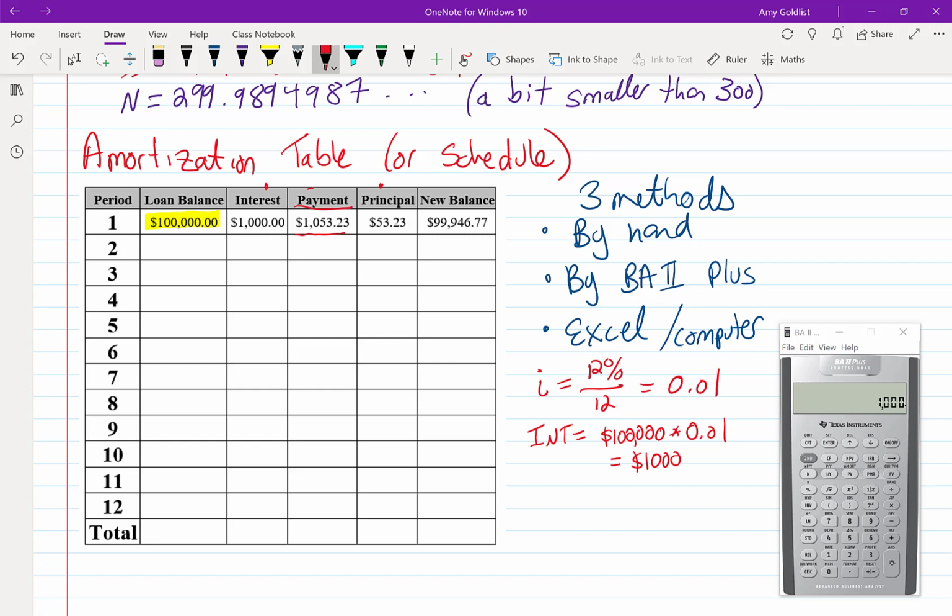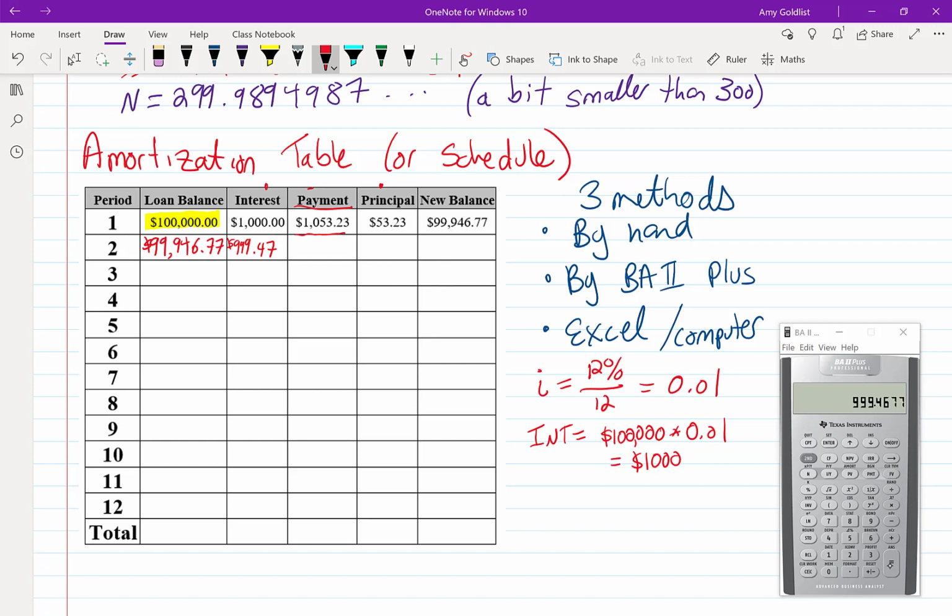My new balance is then $100,000 minus the amount of principal I paid, $53.23. So now we owe $99,946.77. I'm going to start off this row that way: 99,946.77. How much interest do I owe on that? Let's multiply it by 0.01, and it says I owe $999.47. I'm rounding here at every step.